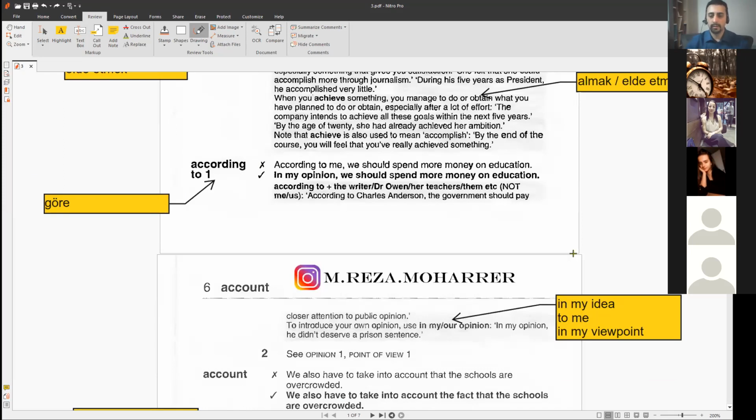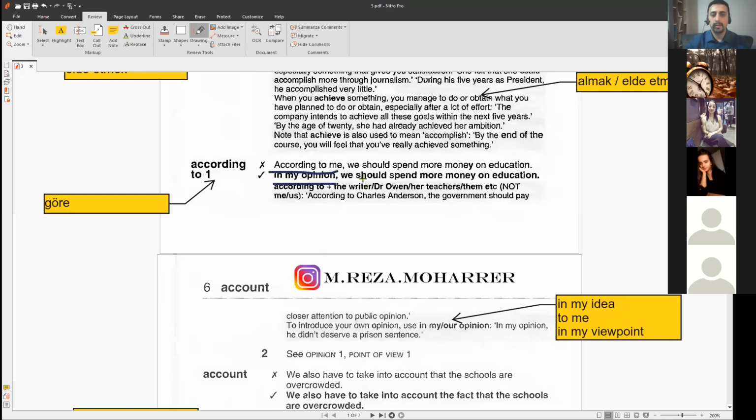A lady or a gentleman, I need to read this part, please. I can read. Yes, please, Recep. According to me, we should spend more money on education. In my opinion, we should spend more money on education. Thanks so much. So here we have, the difference is this, according to me or in my opinion.